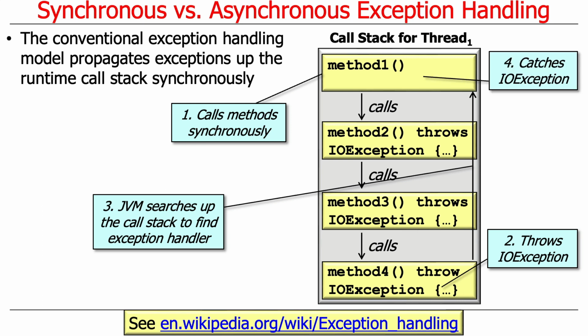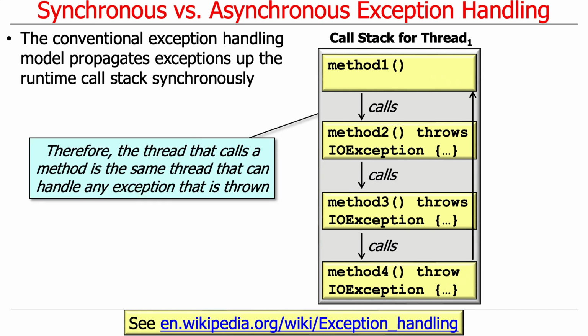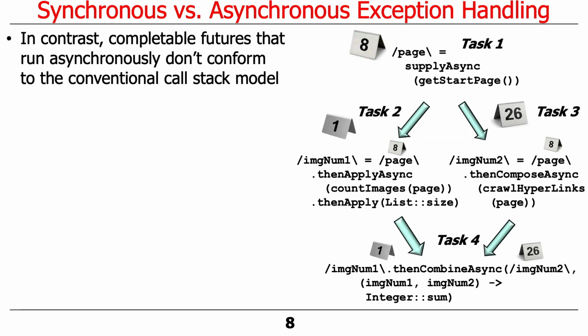So let's say, for sake of argument, that method 1 catches IO exception, and it does something to clean up whatever it needs to do. We don't really care. Therefore, the key point here is that the thread that calls the method chain is the same thread that can handle any exception that's thrown synchronously. All right, so remember that, very important.